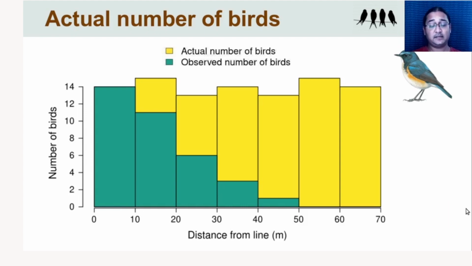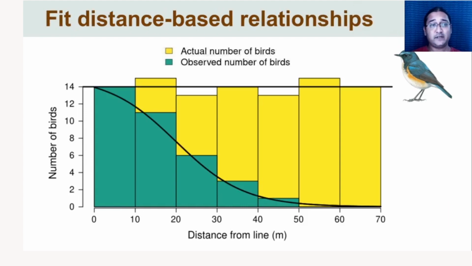What one then does with this data is fit, using software, a distance-based relationship of the observed number of birds and the actual number of birds. The distance-based relationship of the actual number of birds is a flat line, because the actual number of birds does not change with distance, but the observed number of birds follows this relationship, and you fit this curve to the data that you get from distance sampling.